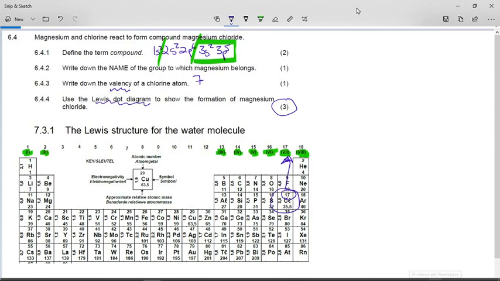Now, it says to you, use a Lewis dot diagram to show the formation of magnesium chloride. It doesn't say show what magnesium chloride looks like, it says show the formation. So if you want to show the formation, you need to go from reactants to products. So fairly obviously, we're going to start with magnesium and chlorine. So if we look here, where is magnesium? Magnesium's over here in the periodic table, and it is in column 2. It has a valency of 2.